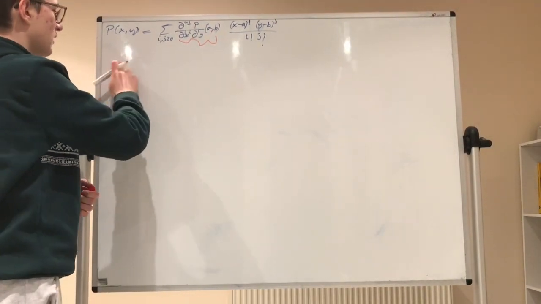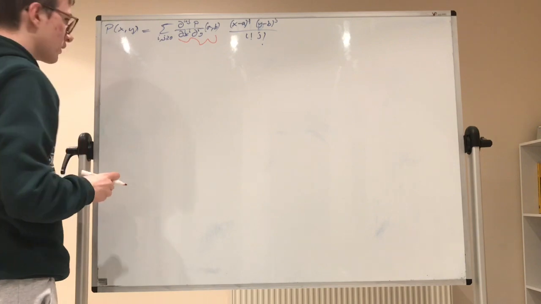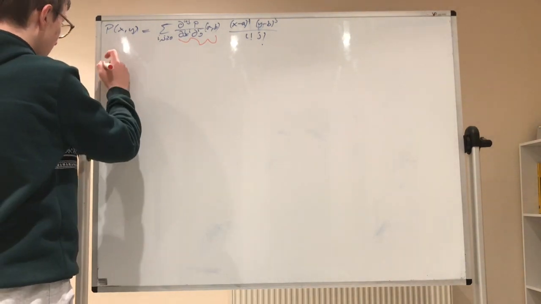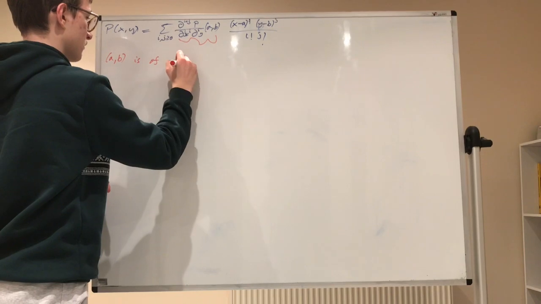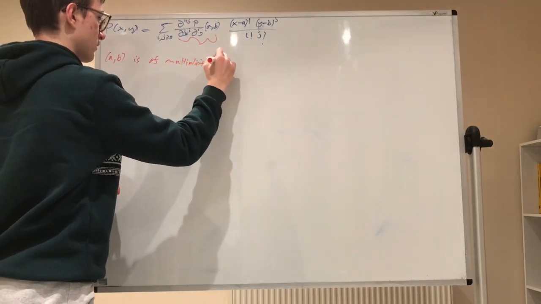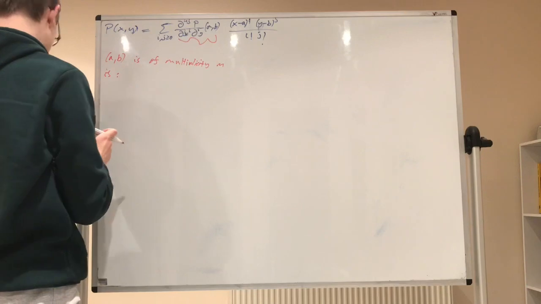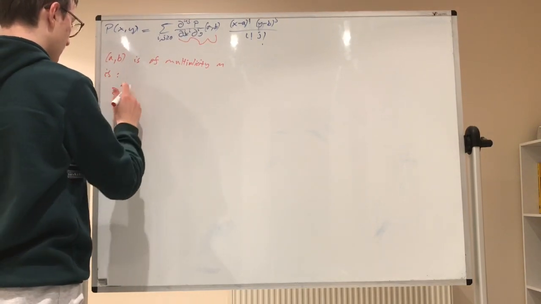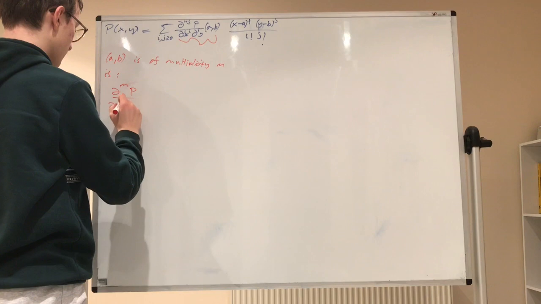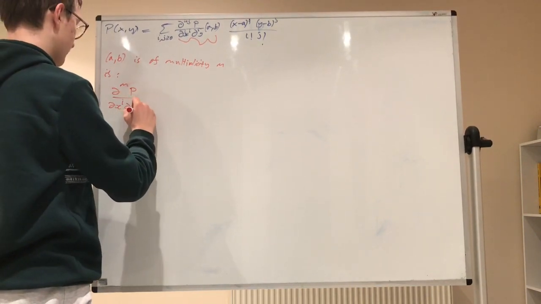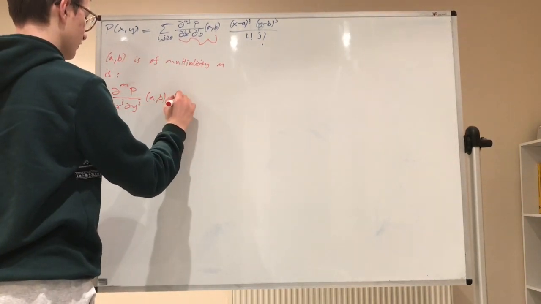We say that a point (a, b) is of multiplicity m if we have that the mth partial derivative of p, and we do it with respect to x i times, and we do it with respect to y j times, at (a, b) is not equal to 0.